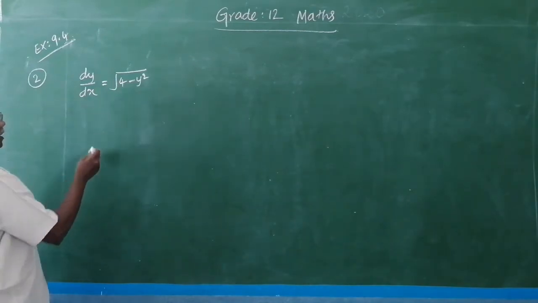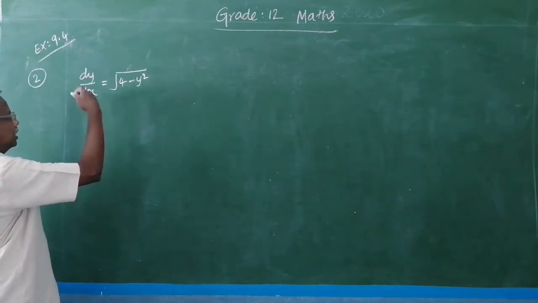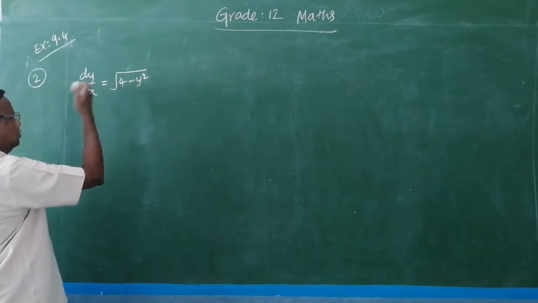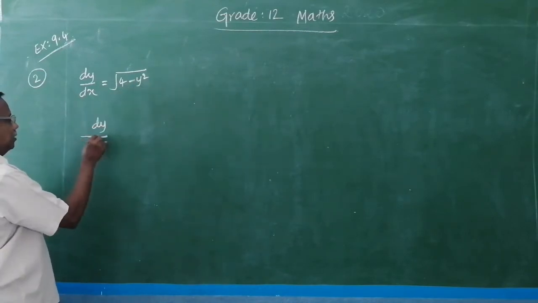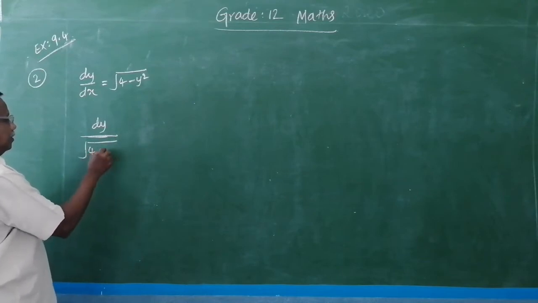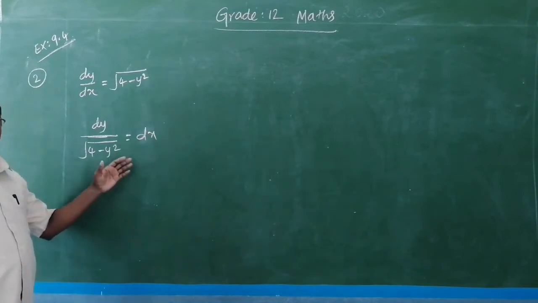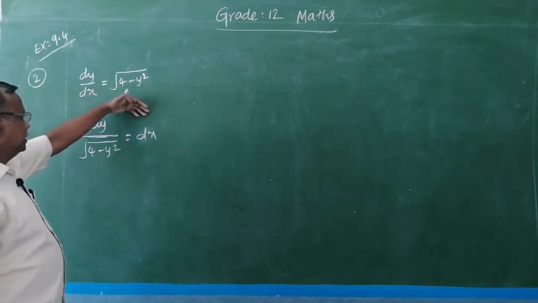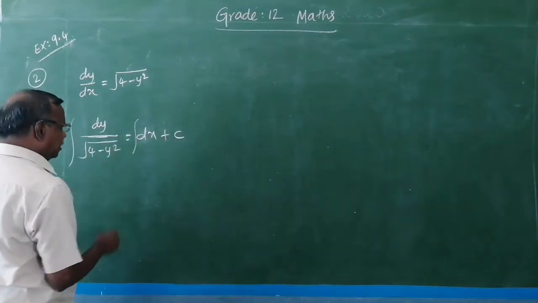Now separating the variables, that means bring the dx to the right side and the functions of y to the left side, that is keep the dy here. So dy divided by root of 4 minus y square equal to dx. This is what separating the variables. So dx one side, dy one side. Now integrate on both sides, put plus c arbitrary constant.